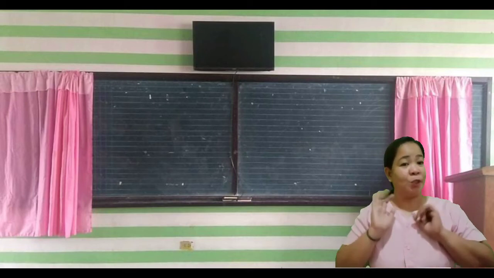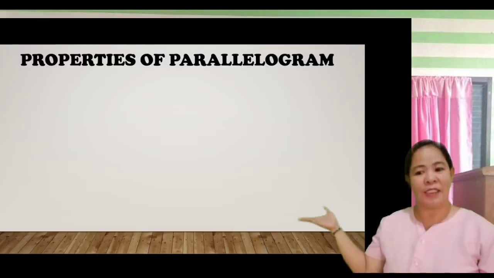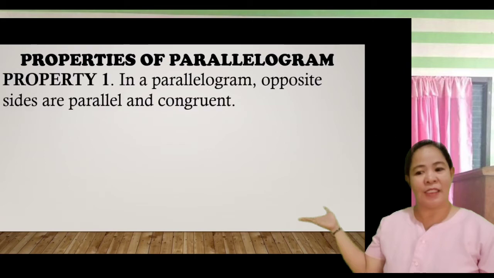We have 6 properties and let us start with property number 1. Property number 1. In a parallelogram, opposite sides are parallel and congruent. So we have here a parallelogram and this is named as parallelogram ABCD. We have these symbols, which are used to indicate the parallel and the equal sides.